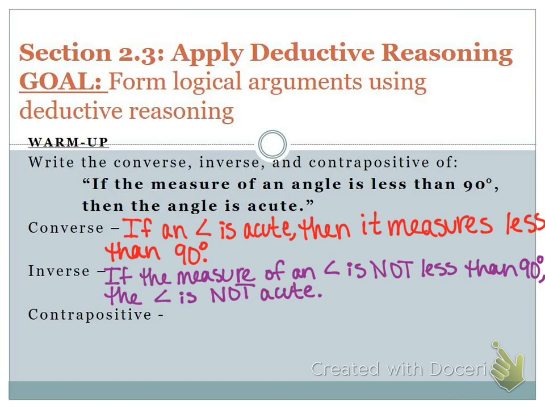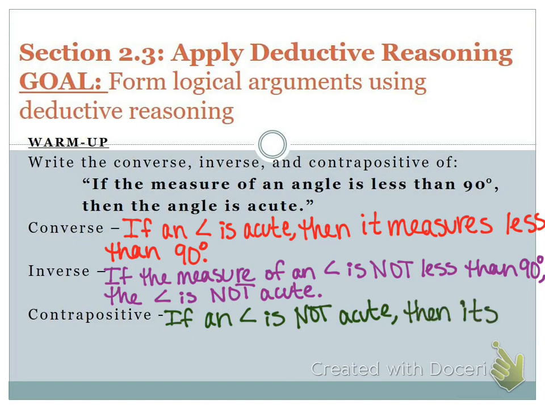The contrapositive is when we both switch it and negate it. So it's like taking the converse and negating it. So the contrapositive would be if an angle is not acute, then its measure is not less than 90 degrees.